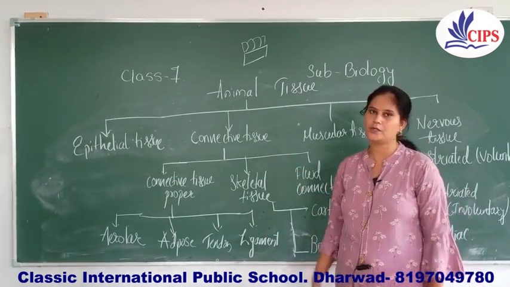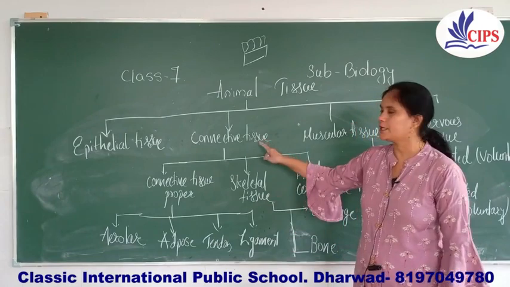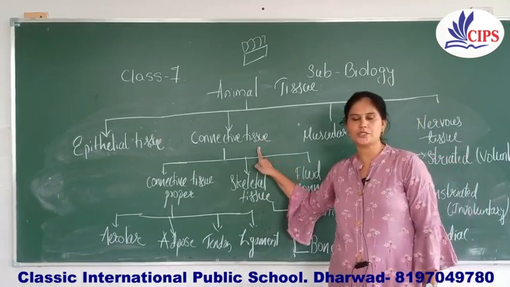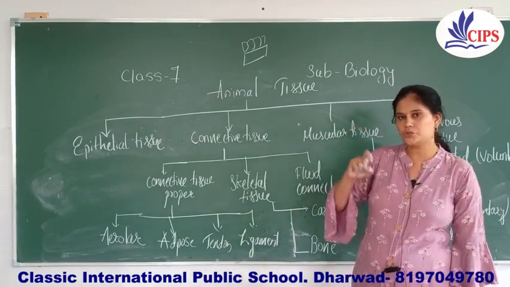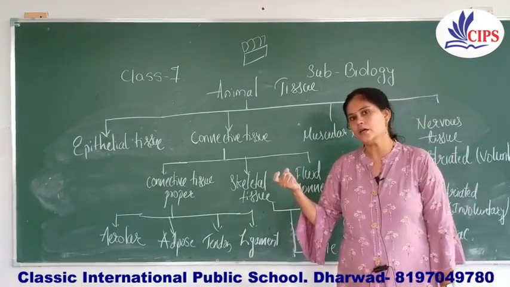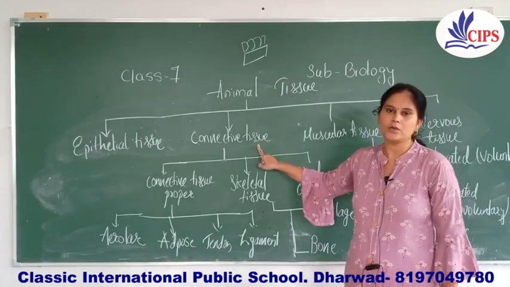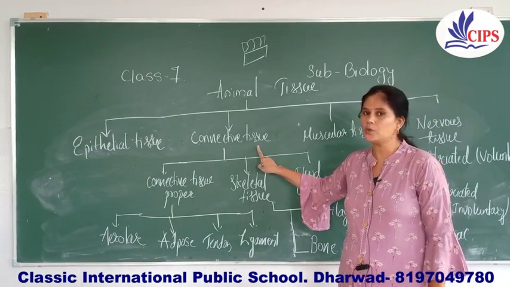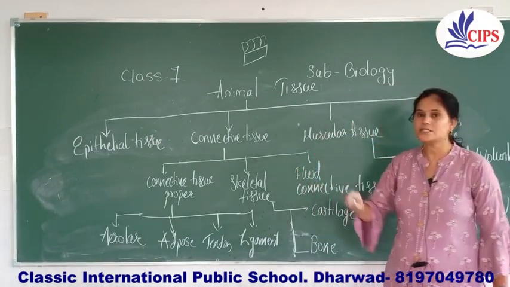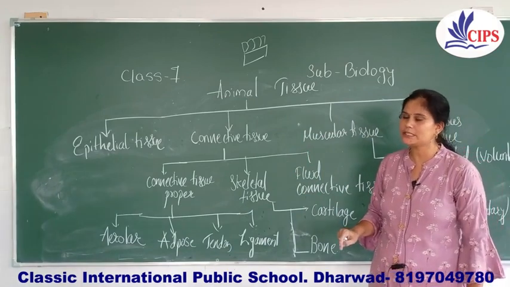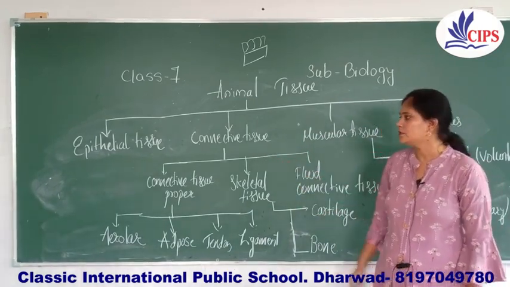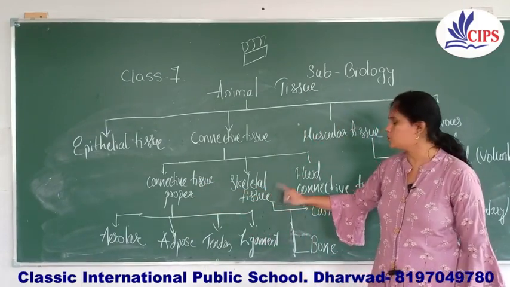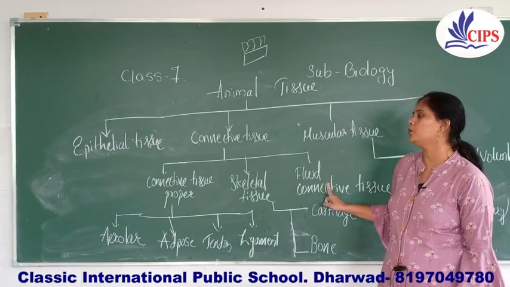Now, next we move to the connective tissue. The name itself suggests that these are the tissues which connect one tissue to other tissues in the body. And generally, more than 30% of our body weight is due to the connective tissues. These tissues are also called joining tissues. These are further classified into connective tissue proper, skeletal tissue, and fluid connective tissue.